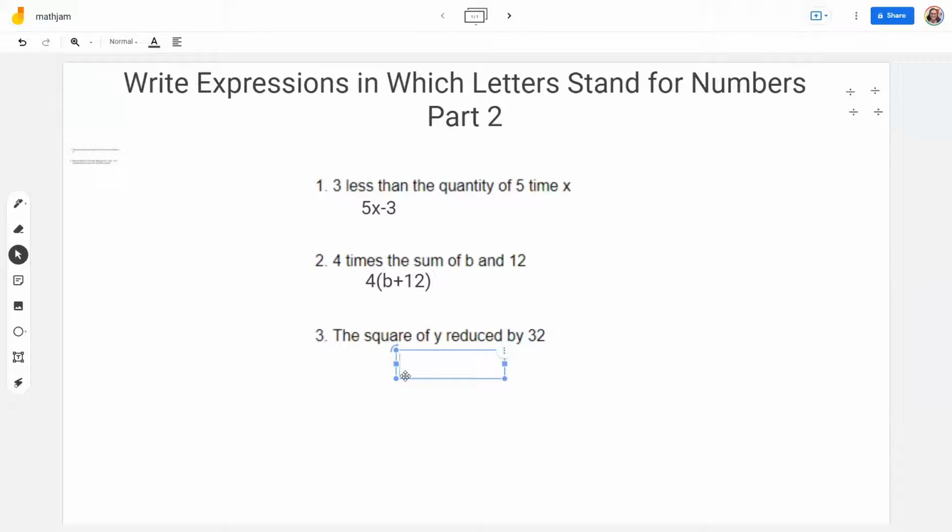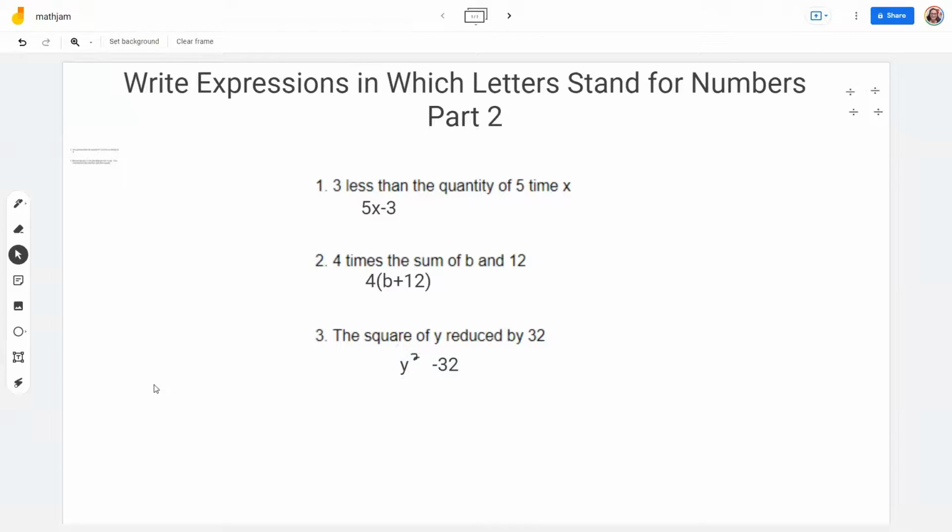So the square of y, now it's not going to allow me to put a little 2 up above, but I can draw it in there with our pen. So forgive me, the 2 is not going to look super pretty. So there's our square of y. And then we need to reduce that by 32. So we're reducing that by 32. So y squared minus 32.